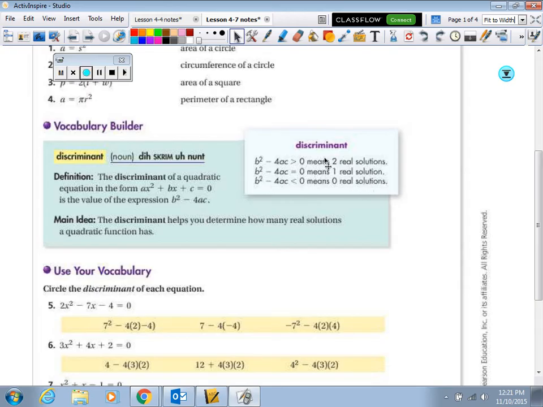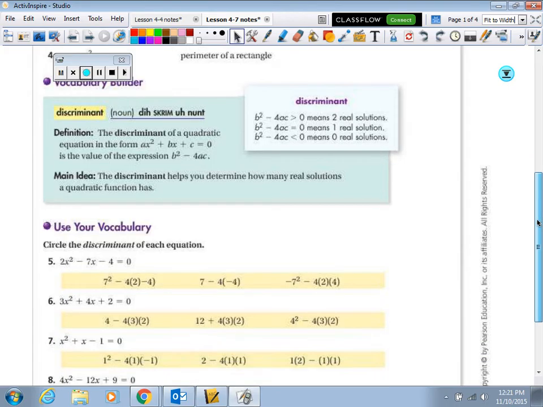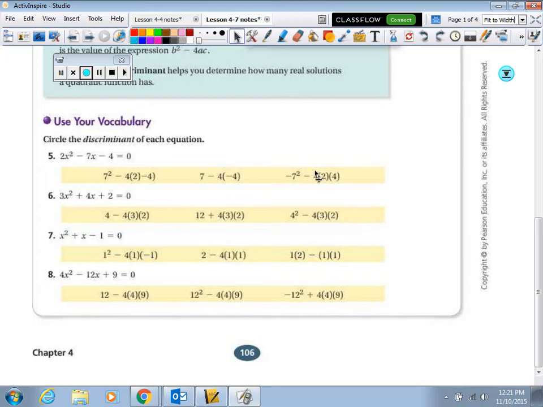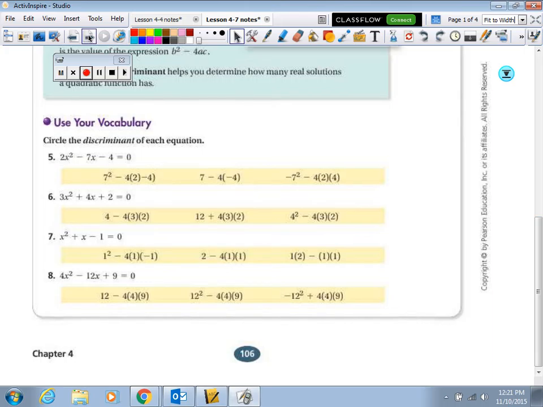So if it's greater than 0 or positive, it's two real roots or solutions. If it's equal to 0, it's one real root or solution, meaning it only hits the graph once. And if it's less than 0, it's 0 real solutions. That's because it's imaginary. It tells you kind of what your answers are going to look like before you actually do it. And then here they have you just go through and do the discriminant. They just set it up for you. So we're going to come back to that, so don't worry.